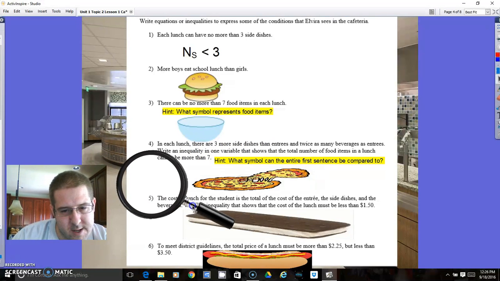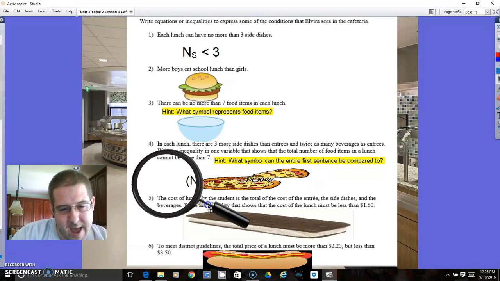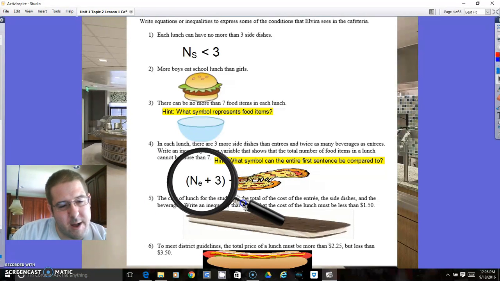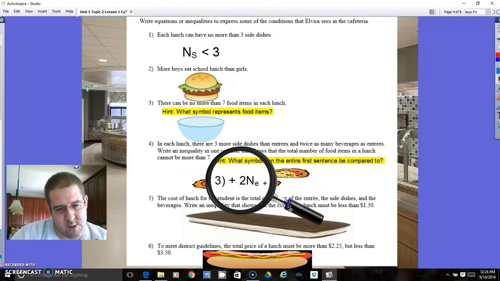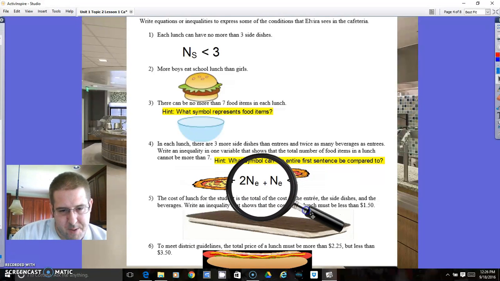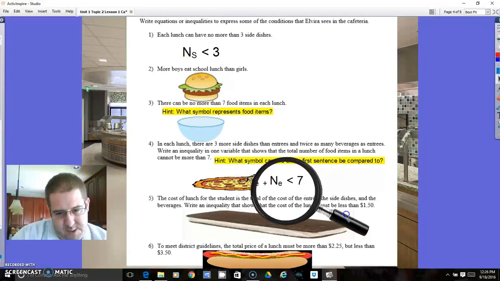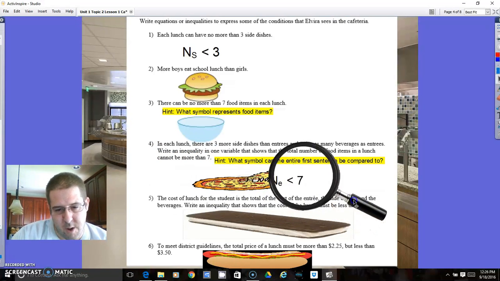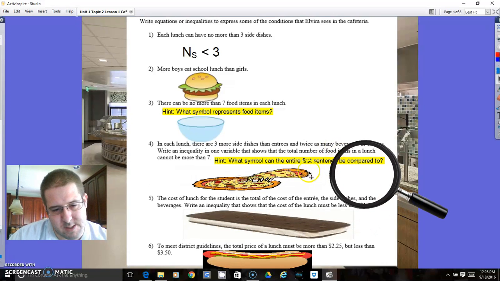So it's 3 more side dishes than entrees. 3 more means add, so that's n sub e plus 3. That represents how many side dishes there are, because it's 3 more than the amount of entrees. Then twice as many beverages as entrees means 2 times n sub e. And then of course you have the entrees as well, which will be just n sub e, and all of that cannot be more than 7, so it has to be less than or equal to 7.